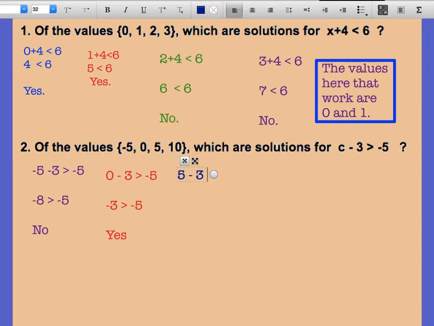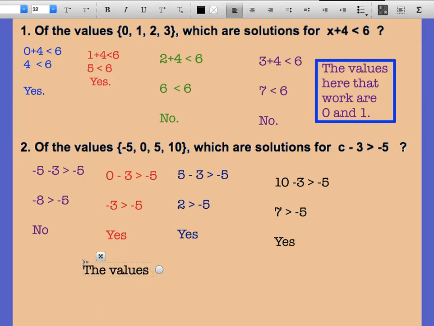5 minus 3, is that greater than negative 5? 5 minus 3 is 2. Last time I checked, 2 was greater than negative 5, so yes, that works. All right, last value that we're going to use here is 10. 10 minus 3, is that greater than negative 5? Well, try it out. 10 minus 3 is 7. Then ask yourself, is 7 greater than negative 5? Yes, it is.